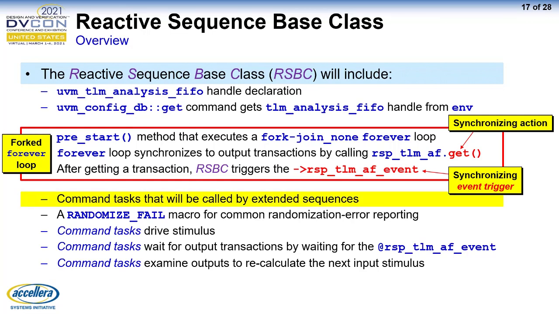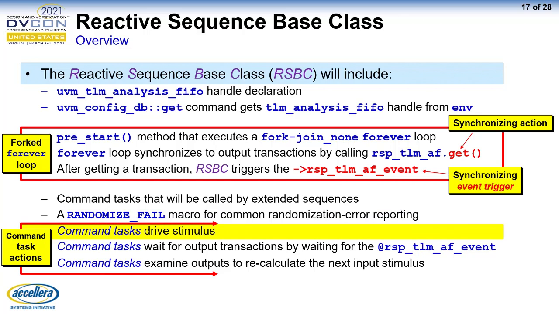Sequence base classes often contain command tasks that can be executed by sequences that extend from this base class. Since the transactions will be randomized, the sequence base class also includes a randomized fail macro that can be called to display a common fail message in case of randomization failures.